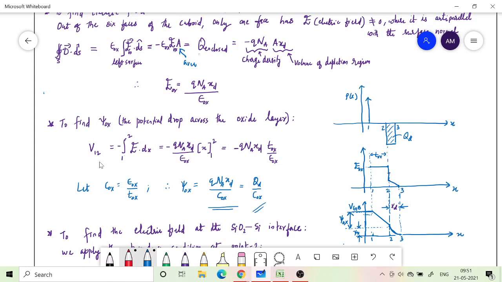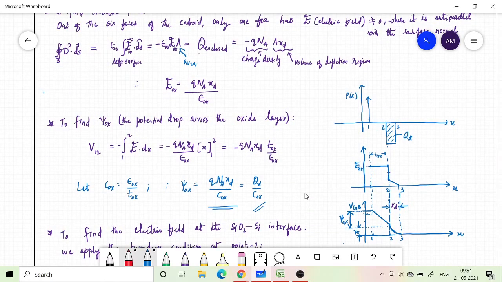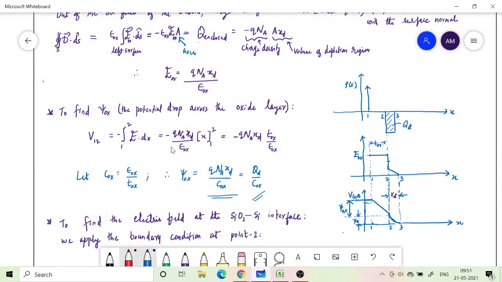V12 means voltage at point 2 with respect to point 1. So if you find that out, you will get it as a negative value. That is where we stopped in the last class. We have done this integral, minus q Na xd. Since E is constant in this case, all of this, q, Na, xd, epsilon ox, are constant. So the integral of dx is going to be x.